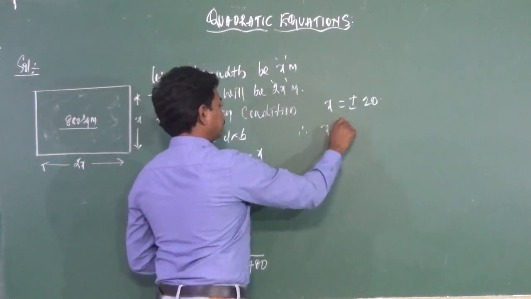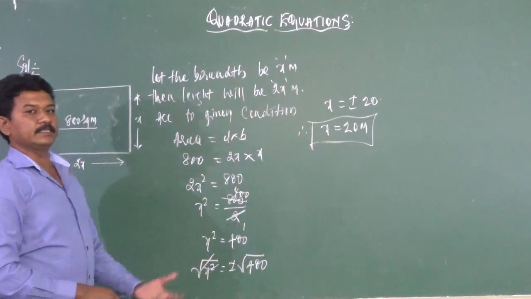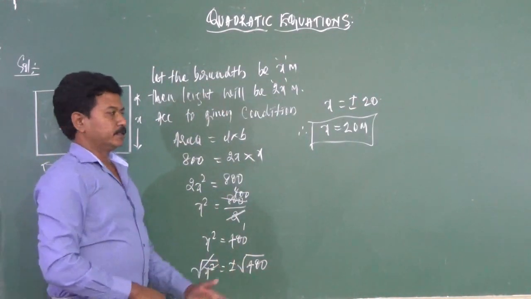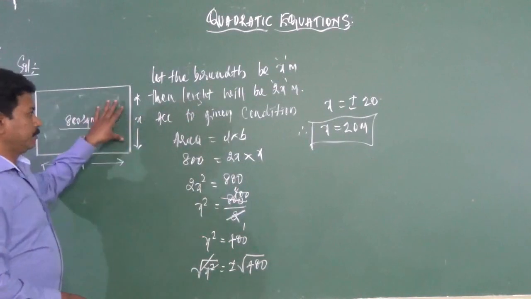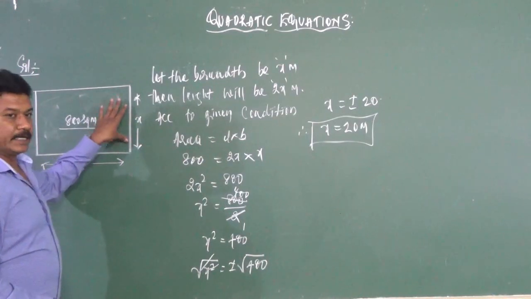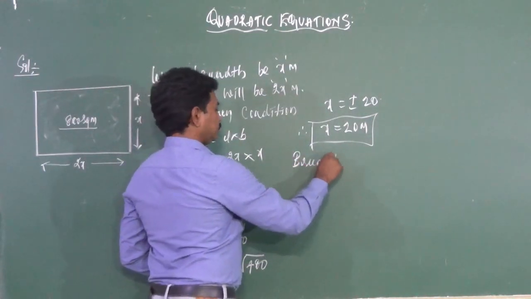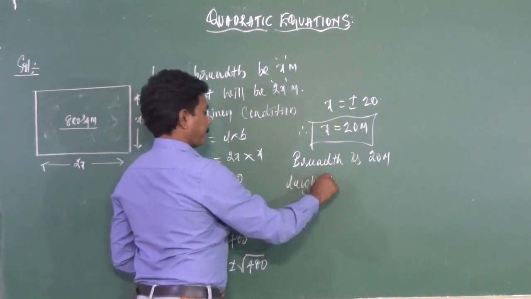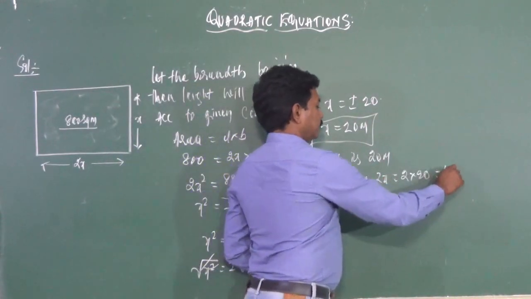So therefore x is equal to 20 meters, because we cannot take the negative root, because length is always positive. We are not supposed to take the negative value, that is minus 20 is ignored. So we take the positive value. Here, what is 20? It is nothing but the breadth of the rectangular mango grove. So breadth is 20 meters. So length will be 2x, which is 2 into 20, equal to 40 meters.